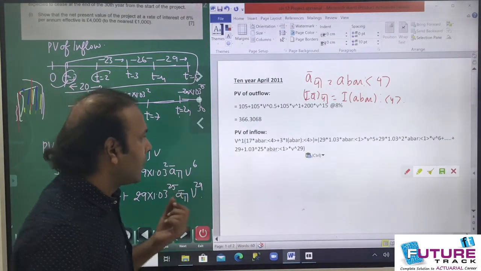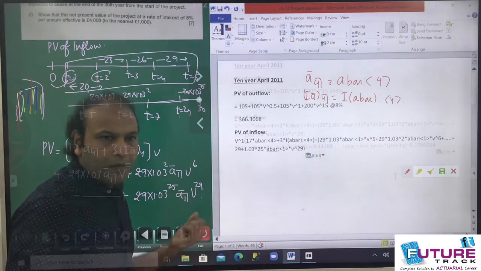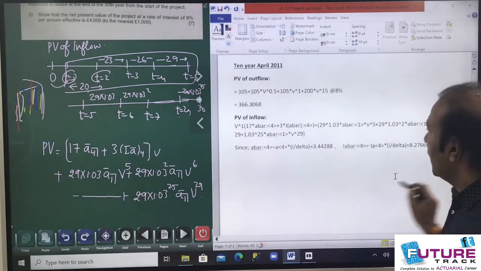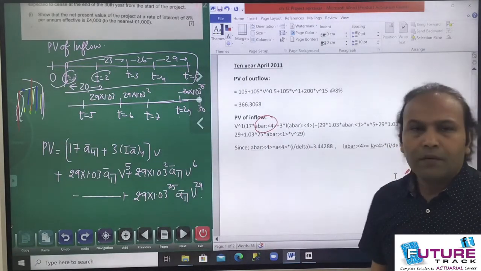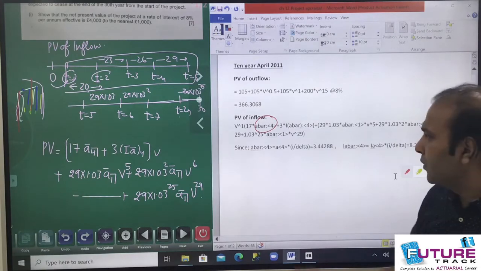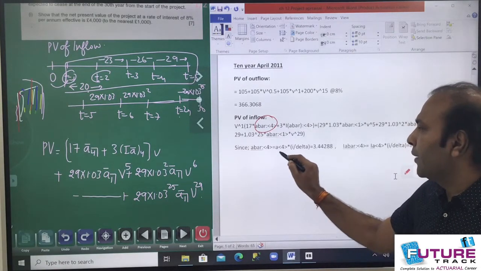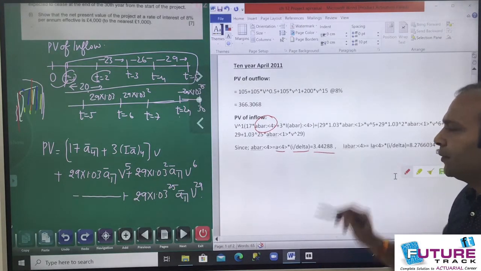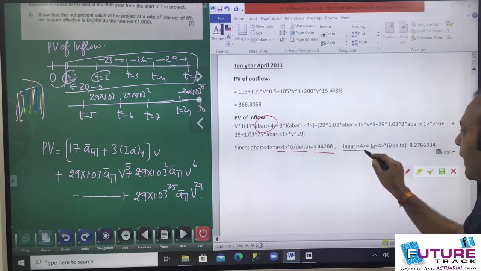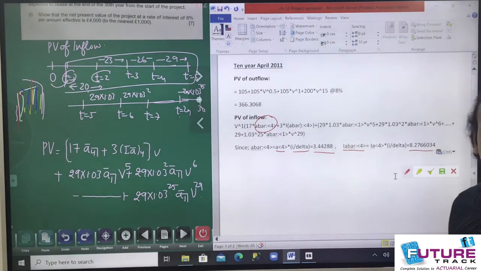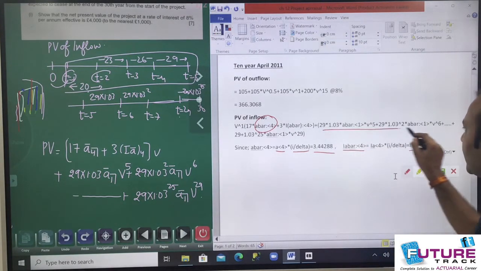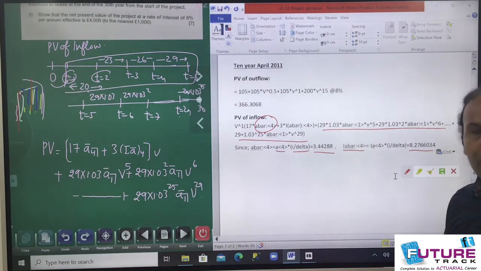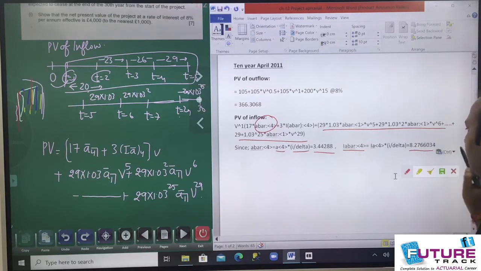You can skip a bit of the calculation, but I'll show you how to do it. So class, to get the value of A bar 4, we can get the value from the table. So I have written A bar 4 as A4 into i by delta, and we get the value in the table. Similarly, we have solved IA bar, and similarly you can solve this geometric series and get the value, right? Then you can directly write the answer in the next part.